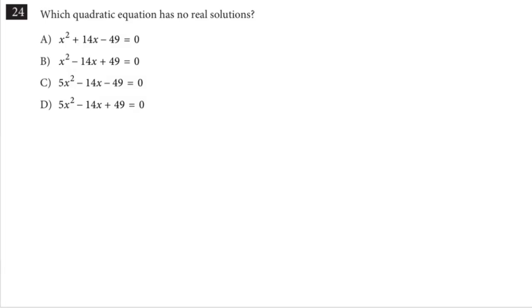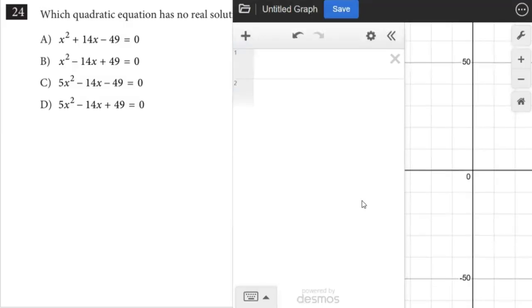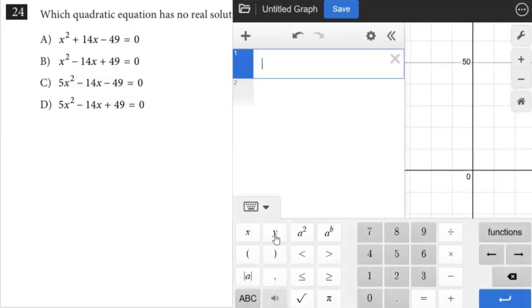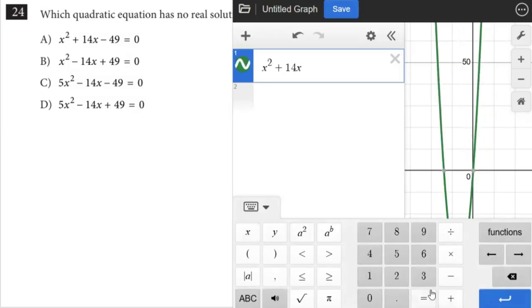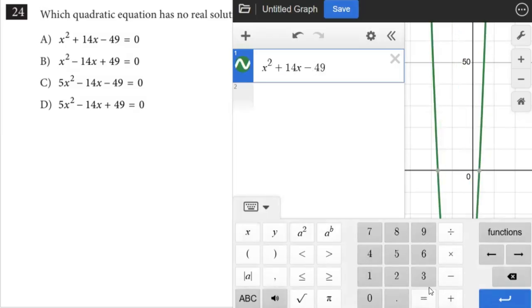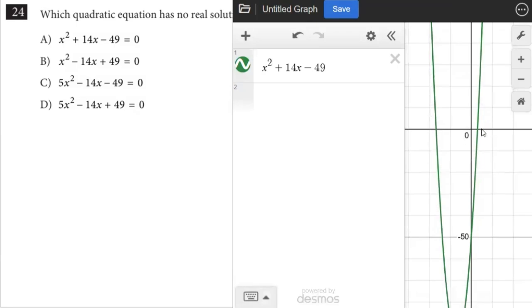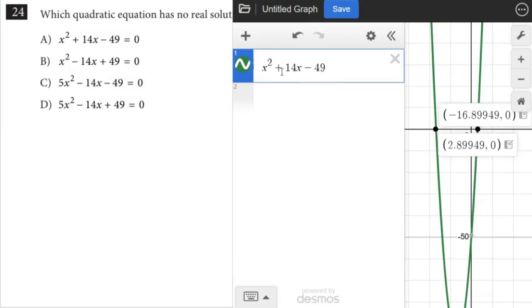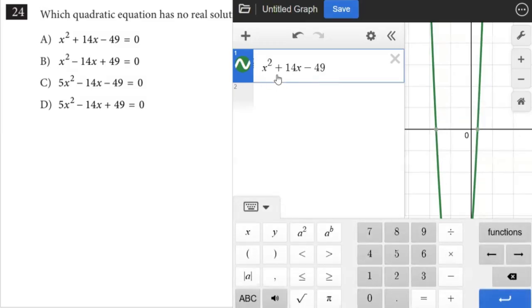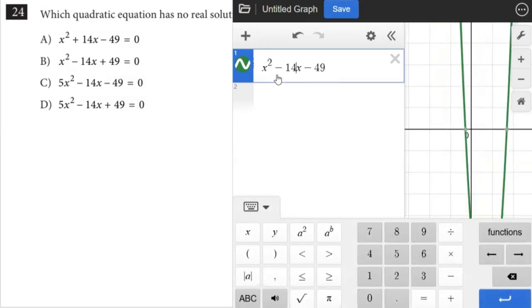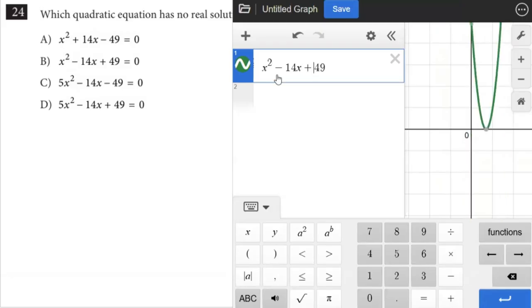Question 24. Which quadratic equation has no real roots? There are 4 options for questions like these. Just go to the graphing calculator and quickly type in one of the possible expressions, minus 49. You can see that A is definitely the one with real roots because it intersects the x-axis. Now I can just change values, like let me make this a minus and this one a plus.